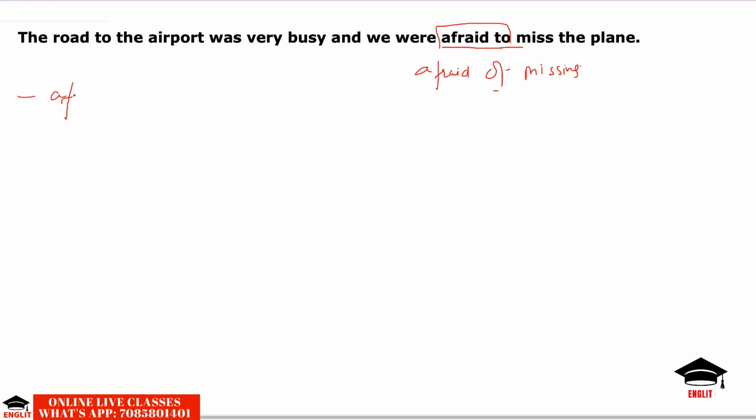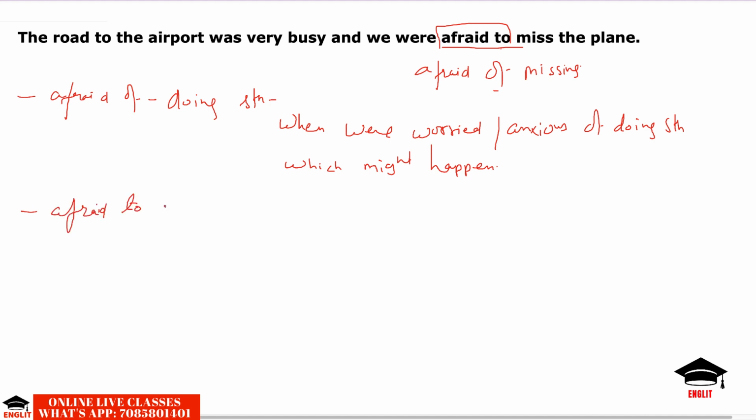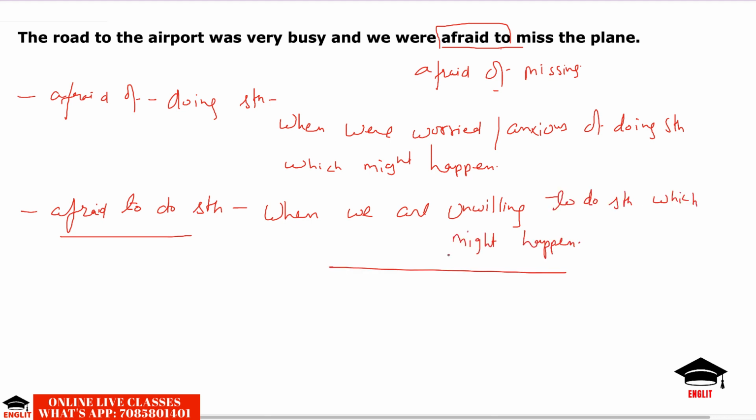We use afraid of doing something when we are worried or anxious about doing something which might happen. We use afraid to do something when we are unwilling to do something which might happen. So you have to understand two things: when we are unwilling to do something and when we are worried about doing something. So when we are worried, when we have fear of something happening, when we are anxious of doing something, we use afraid of plus doing. And when we are unwilling to do something, we are not desirous to do something, we use afraid to.